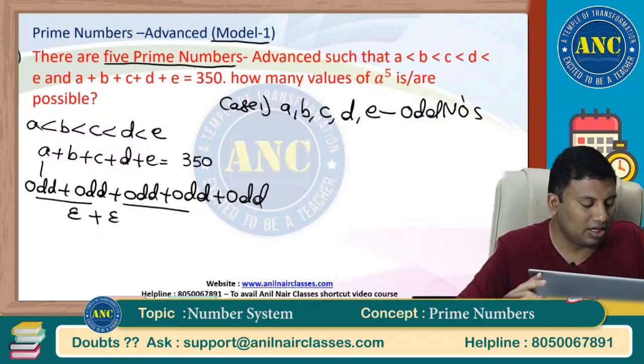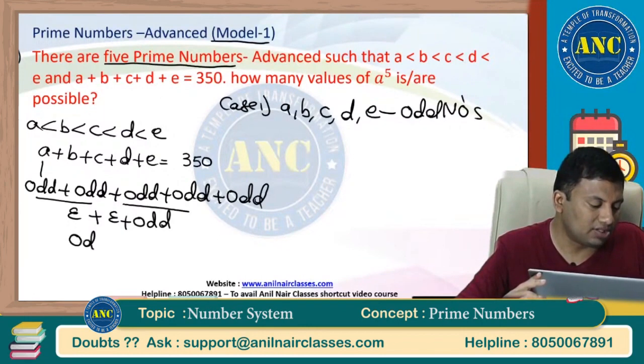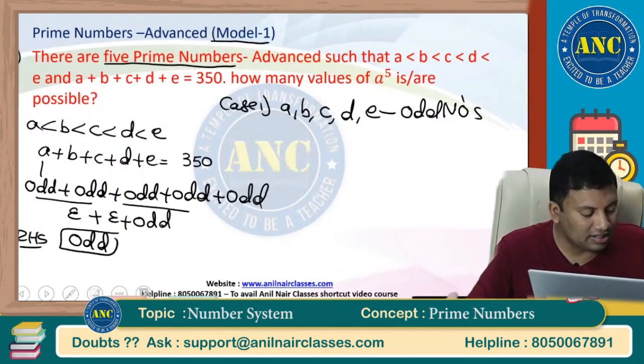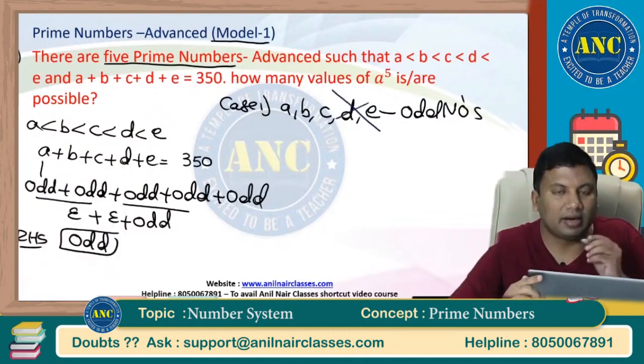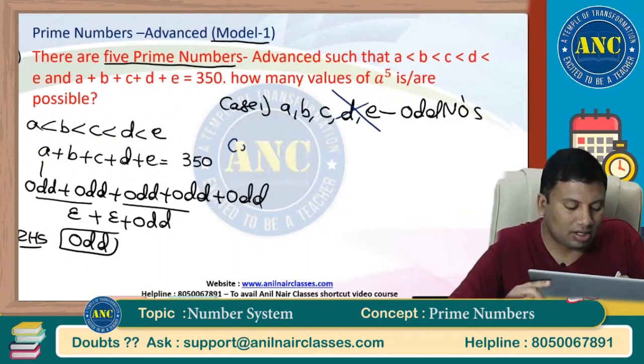Odd plus odd, even. Plus odd. Even plus even, even plus odd, odd. The left hand side should be an odd number, but the right hand side is an even number. So this case of all the 5 numbers being odd is not possible.